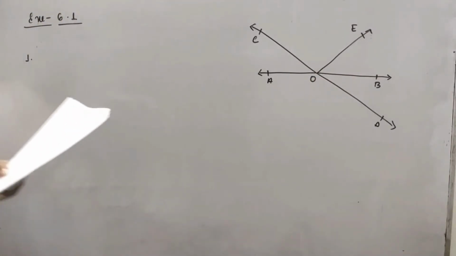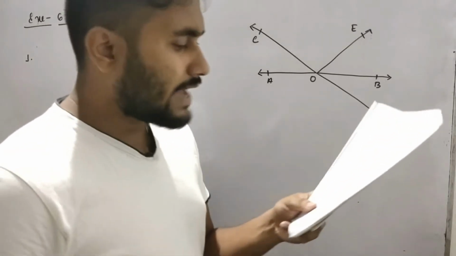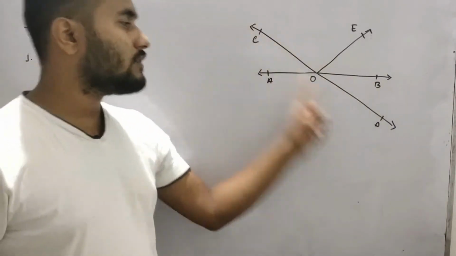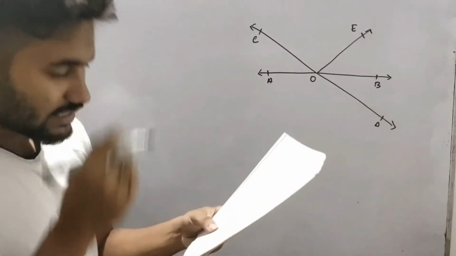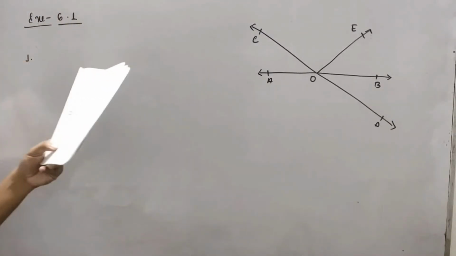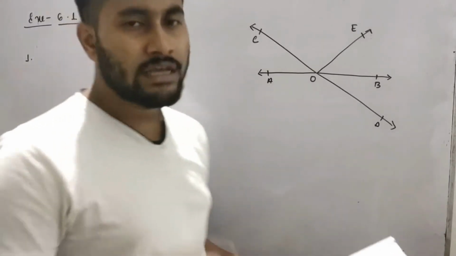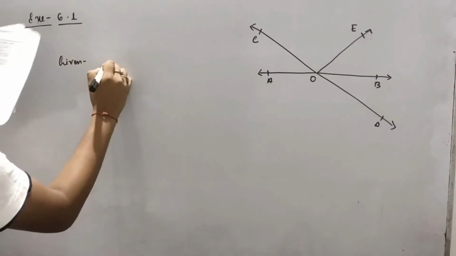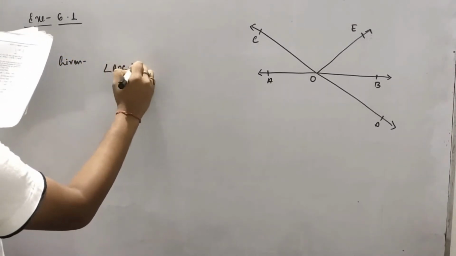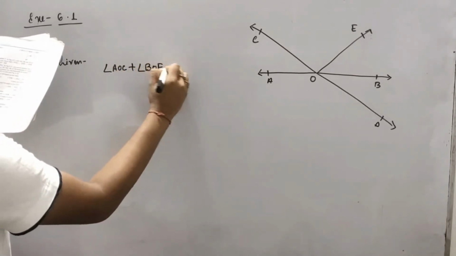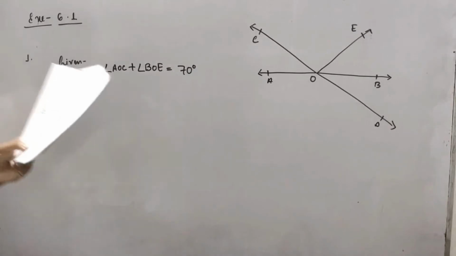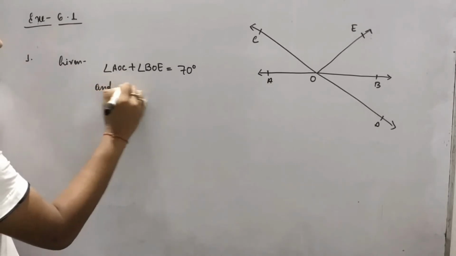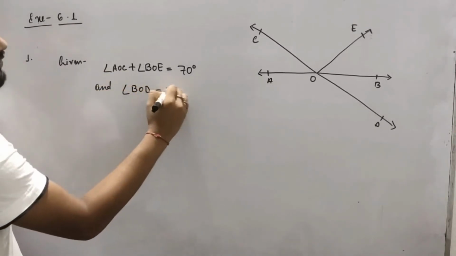Okay, so what is given? Number 1, write the given part. In figure 6.13, lines AB and CD. See, there are only two straight lines. One is AB and one is CD. So lines AB and CD intersect each other at O. If angle AOC plus angle BOE is equal to 70 degree, that is given. Angle AOC plus angle BOE is equal to 70 degree, and angle BOD is equal to 40 degree.